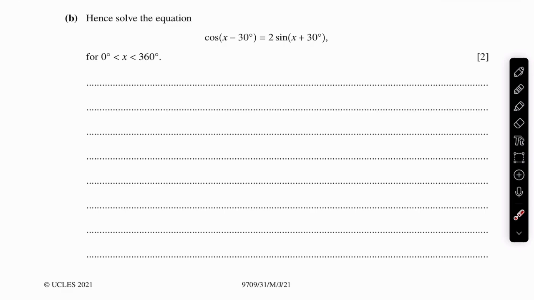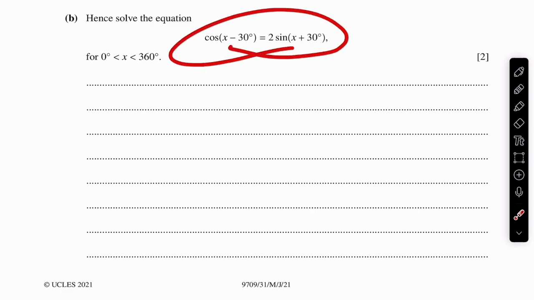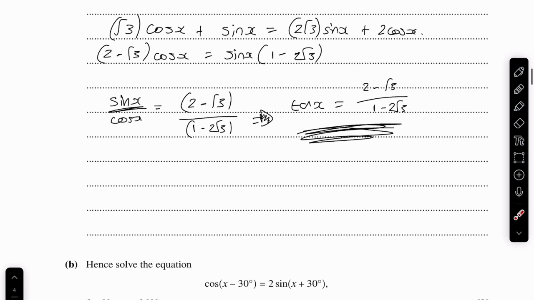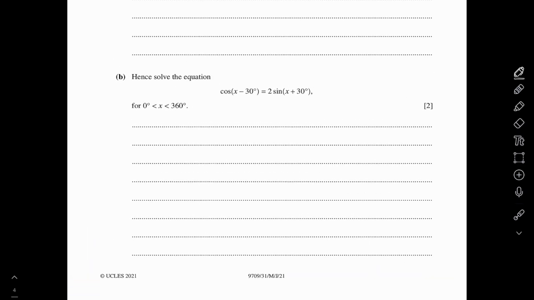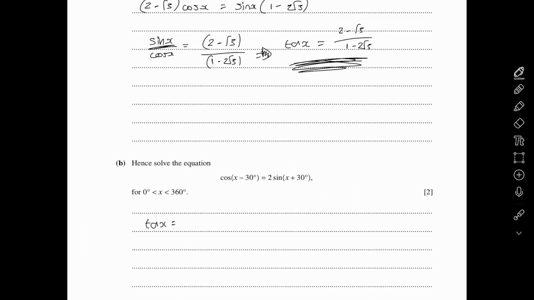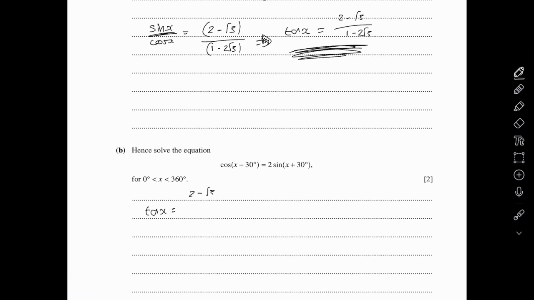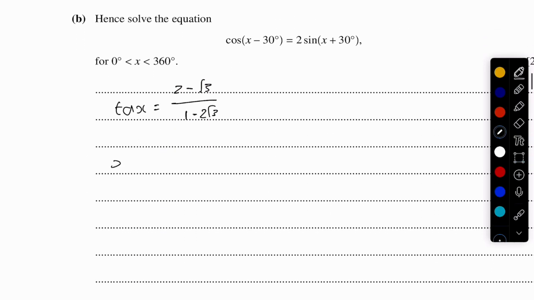Alright guys, now for the second bit here, it wants us to solve the equation. And what this really means is solve tan x equal to negative root 3 over 1 minus 2 root 3. Right, so if we focus on that, root 3 over 1 minus 2 root 3. So 2 minus root 3. Right, what we get here is x is going to equal negative 6.2 degrees.